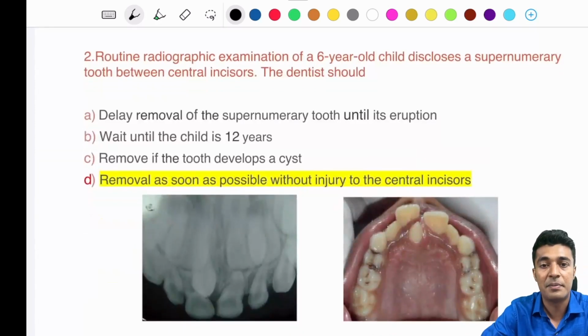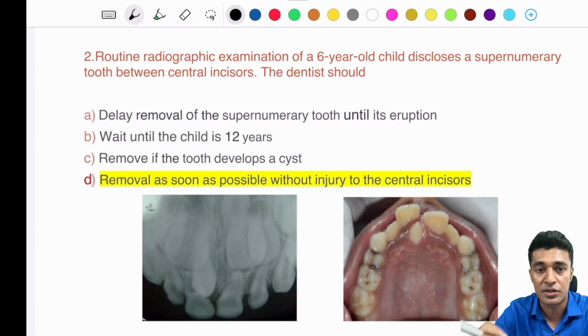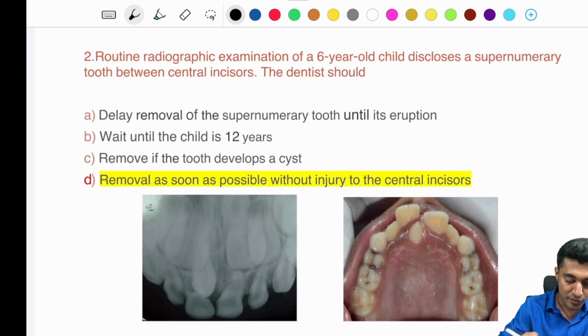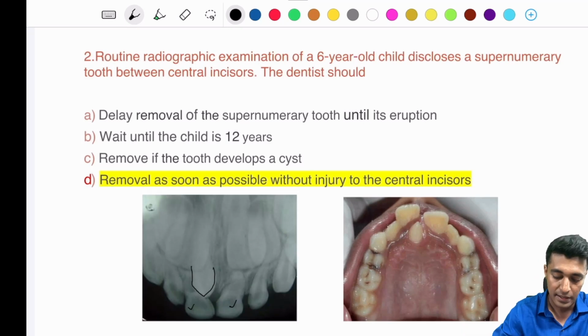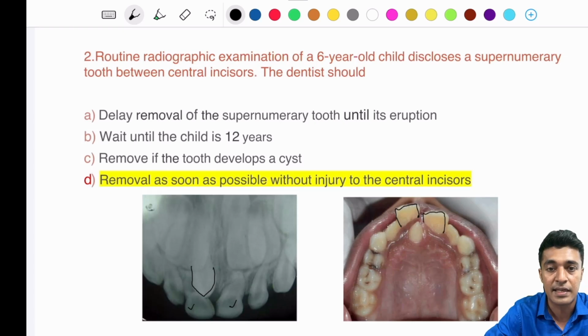Routine radiographic examination of a 6-year-old child discloses a supernumerary tooth between the central incisors. The dentist should do what? If you look at the radiograph, you can see a mesiodens that is located between the central incisors. If that mesiodens is not extracted as quickly as possible, then it can result in ectopic eruption of the succedaneous central incisor, like this image in which the central incisor is more labially placed compared to the position of this adjacent central incisor. So it should be extracted as soon as possible without any injury to the central incisor.